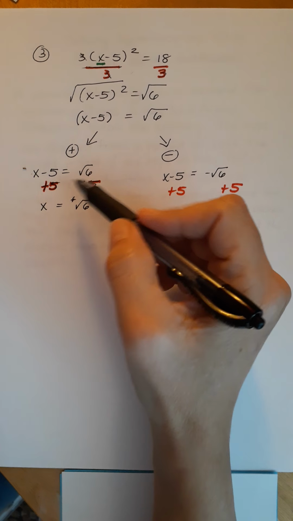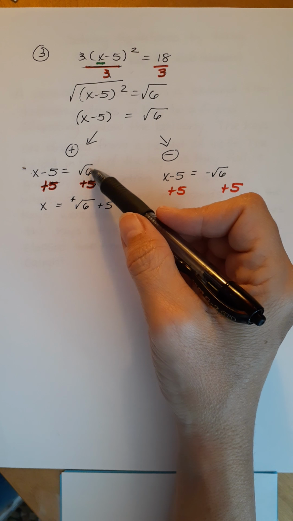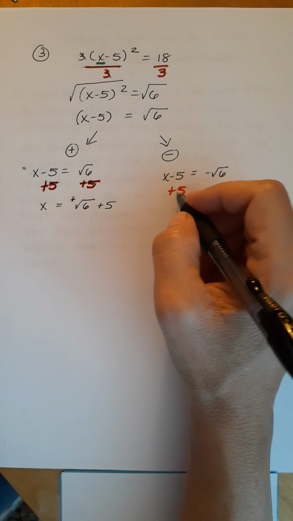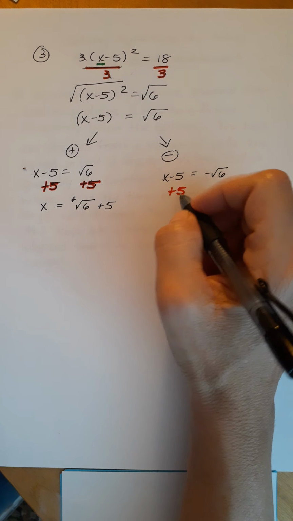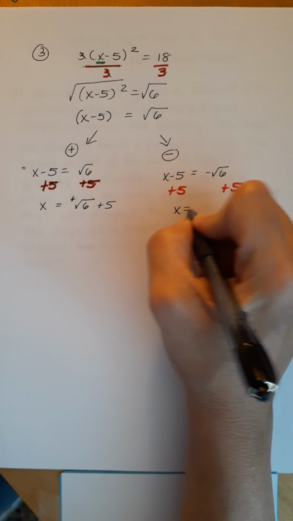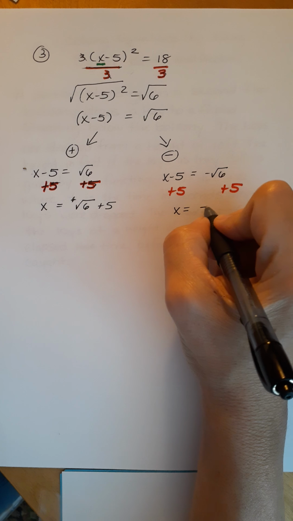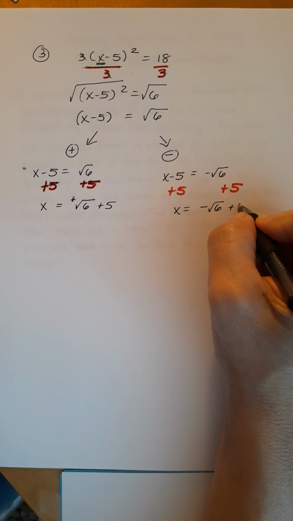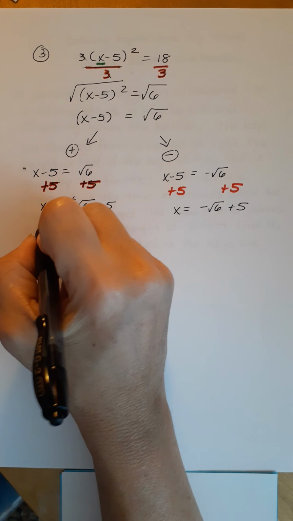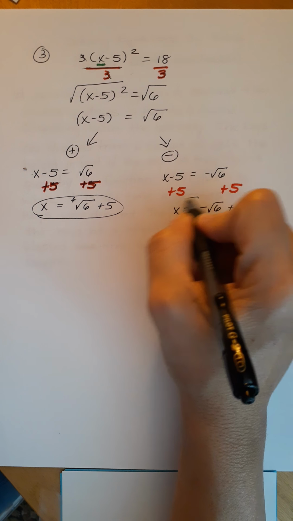By the way, this has the radical and this one doesn't, so we can't put them together, although if we made this into a decimal, then we could add or subtract them. So x equals negative the square root of 6, plus 5. And that's our answer. This is one answer and this is the other.